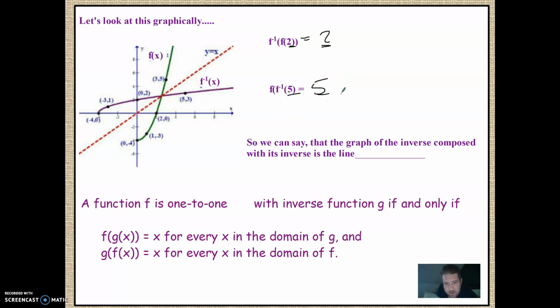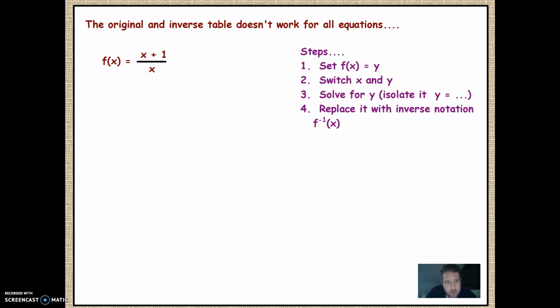So we can say that the graph of the function composed with its inverse is the line y equals x. A function is 1 to 1. So these functions are 1 to 1 when they're inverses of each other. This is basically what I had already been stating before: if f of g of x, where g is the inverse, is going to be equal to x, and g of f of x has to also equal x. So therefore, every x in the domain of g and every x in the domain of f.